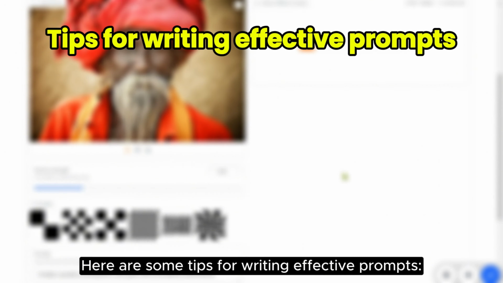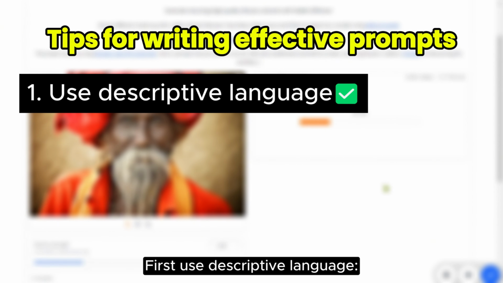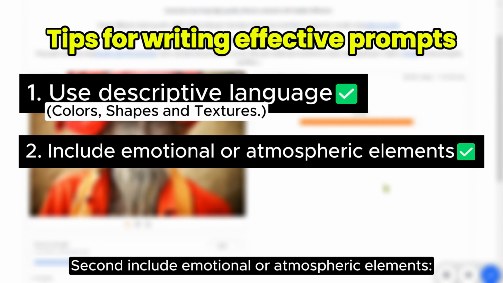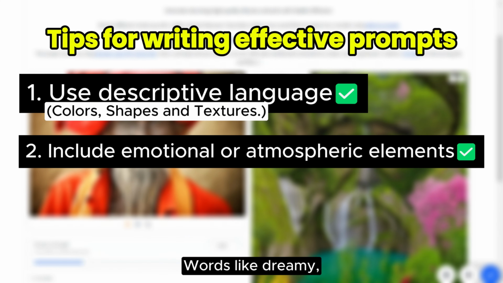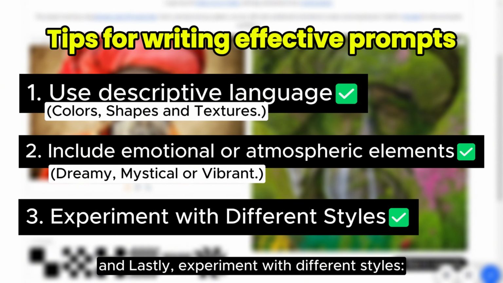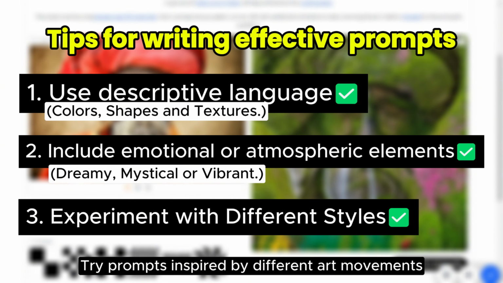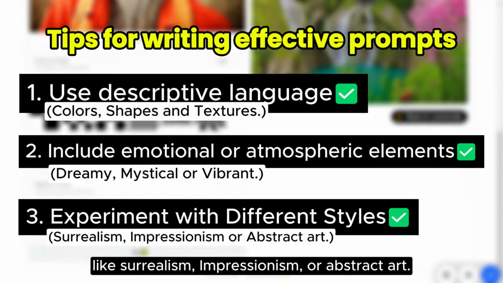Here are some tips for writing effective prompts. First, use descriptive language. Think about colors, shapes, and textures. Second, include emotional or atmospheric elements. Words like dreamy, mystical, or vibrant can help set the tone. And lastly, experiment with different styles. Try prompts inspired by different art movements like surrealism, impressionism, or abstract art.